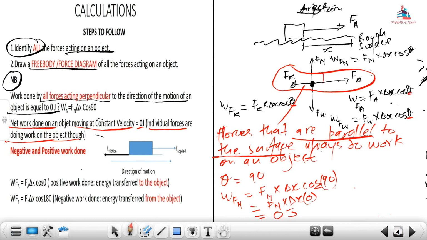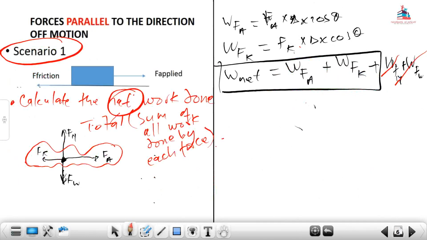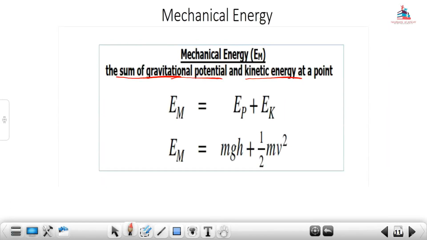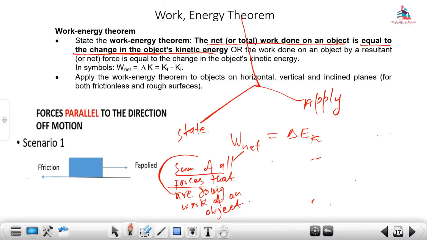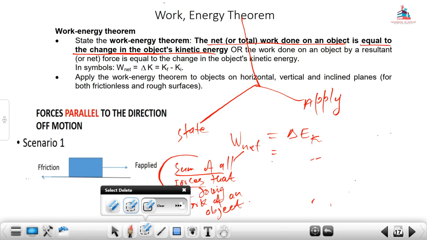So once we have identified our parallel forces, then we are in a position of explaining or calculating as required. So now with the work energy theorem, it's basically the application of the work and the energy that we spoke about. So now I want to emphasize this, the change in kinetic energy. For the change in kinetic energy, it will be half mv squared final minus half mv squared initial.